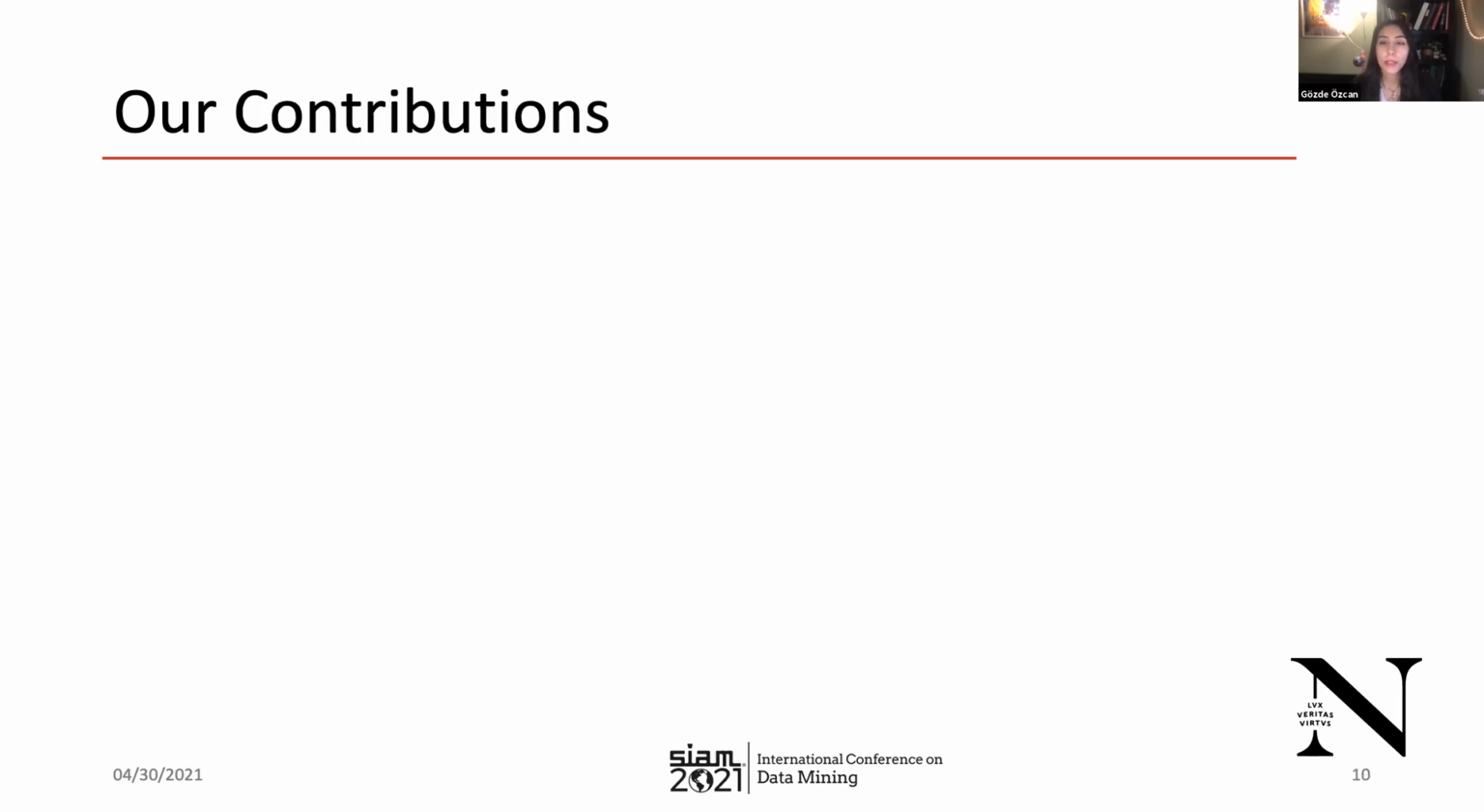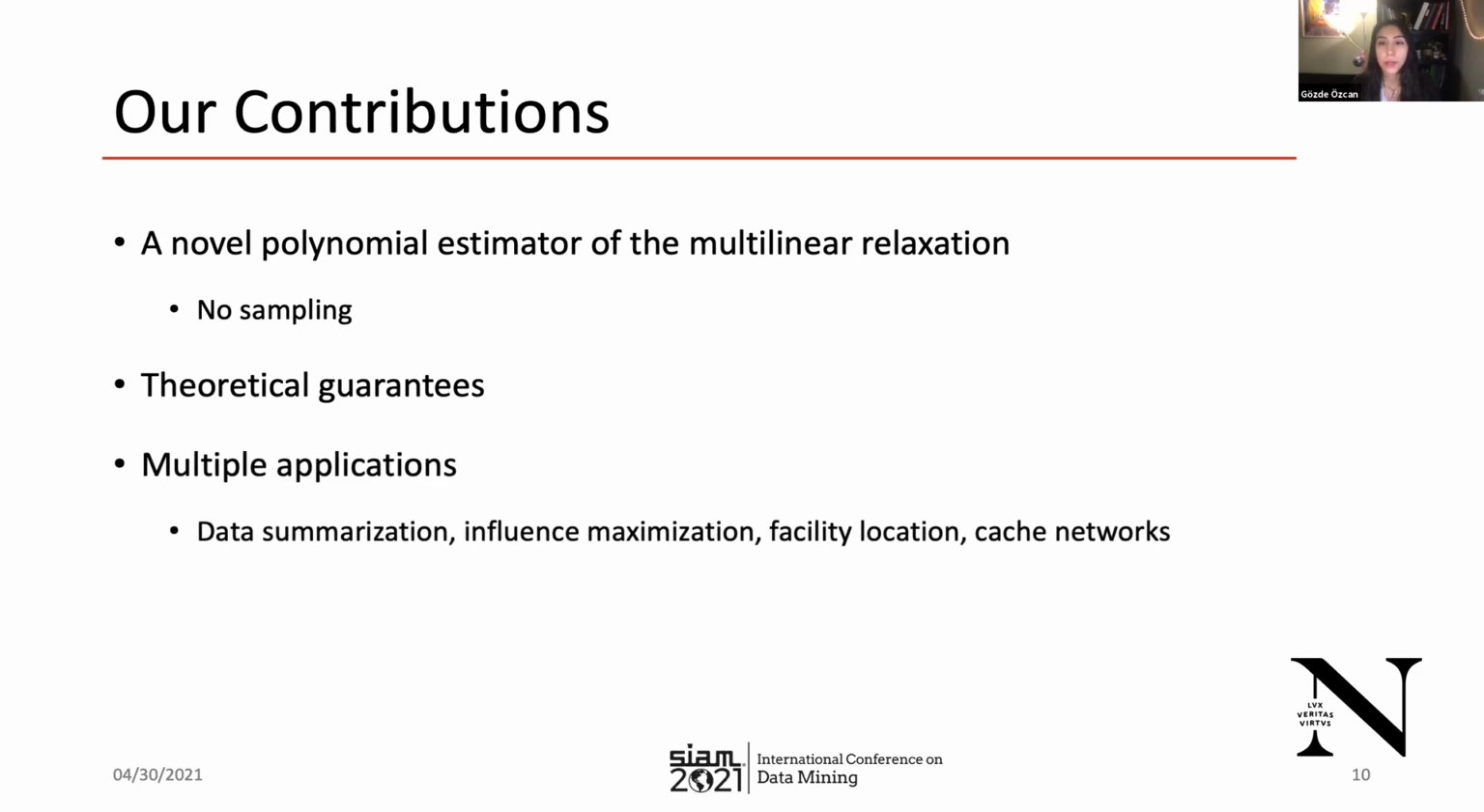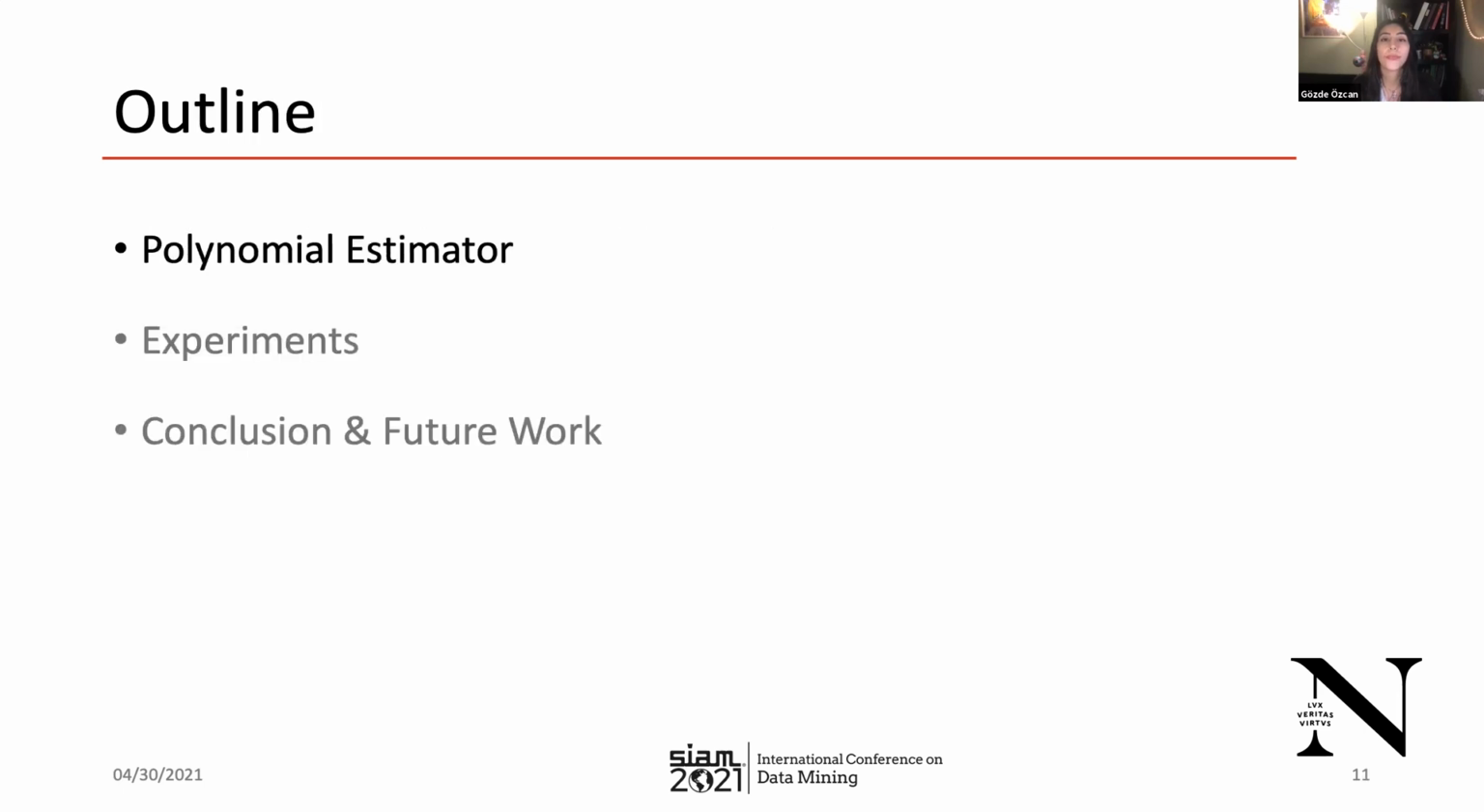Our contributions can be summarized as follows. We propose a novel polynomial estimator for approximating the multilinear relaxation of submodular functions in a certain form. We provide theoretical guarantees for a variant of the continuous greedy algorithm that uses our polynomial estimator. We show that multiple applications such as data summarization, influence maximization, can be cast as examples to our framework. We conduct experiments for multiple problem instances on both synthetic and real data sets. We observe that our estimator achieves 74% lower error in 89% less time in comparison to the sampling estimator.